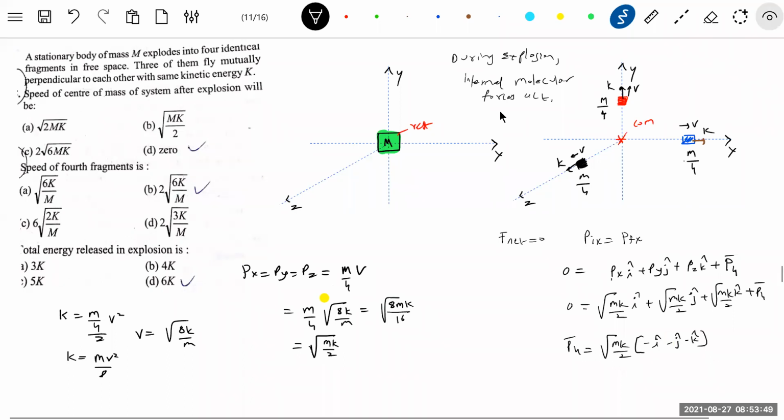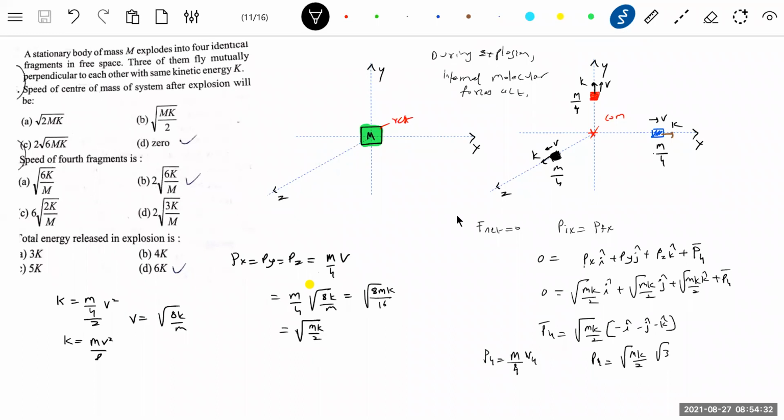So somewhere in space, the fourth fragment will move. The speed of the fourth fragment is what is being asked. There's a momentum that we have. I want the speed, so what shall I do? What is the momentum? How do you define momentum? Momentum should be equal to the fourth fragment's mass, m by 4, into v4, no? So what is the magnitude of this? It will be root 3. Okay, now substitute this.